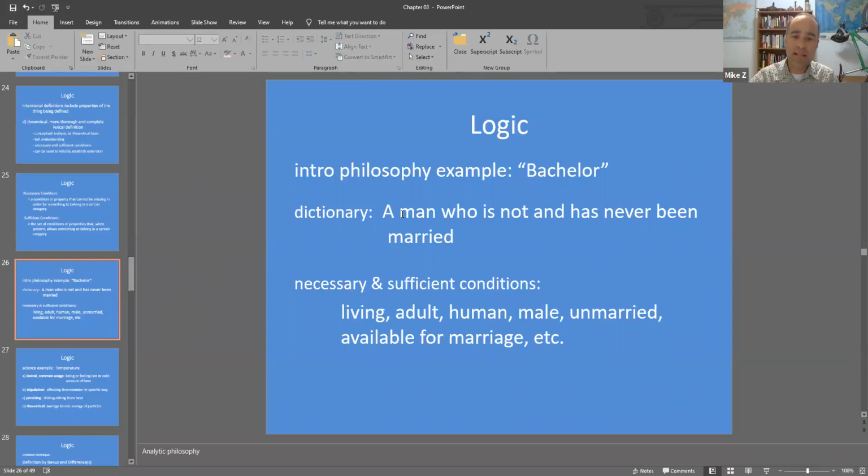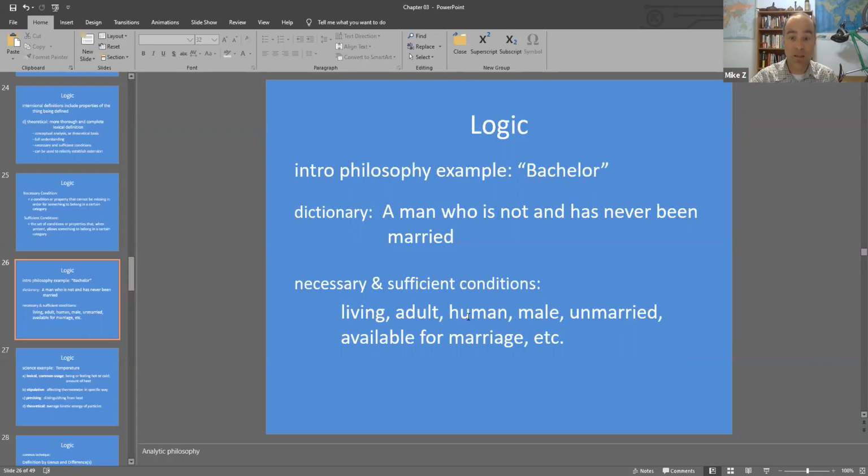Now it's sort of hinted at when they say man, it's hinted that we're talking about adults. But if we're going to provide a very clear set of necessary and sufficient conditions, we have to make it clear that we're talking about adults. So a brand new baby boy, they're not a bachelor. That doesn't make sense to call a baby boy a bachelor. It certainly doesn't make sense to call a baby girl a bachelor. And so adult, mature one way or another is what we're talking about here.